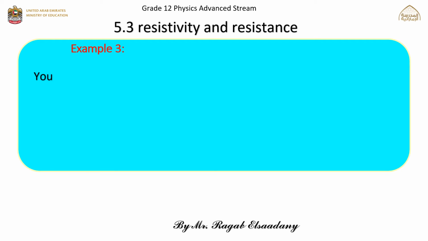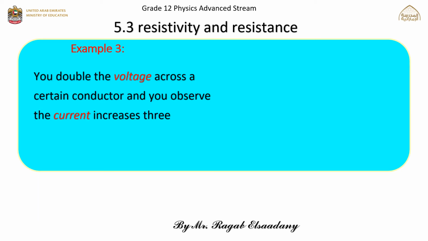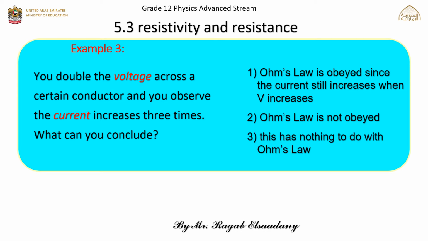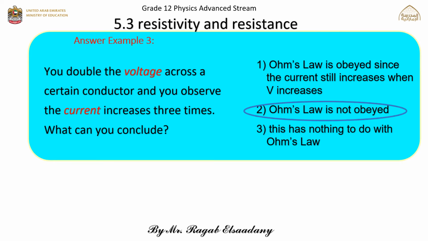Example 3. You double the voltage across a certain conductor and you observe the current increases 3 times. What can you conclude? Ohm's law is obeyed since the current still increases. When V increases, Ohm's law is not obeyed. This has nothing to do with Ohm's law. The right answer is Ohm's law is not obeyed.